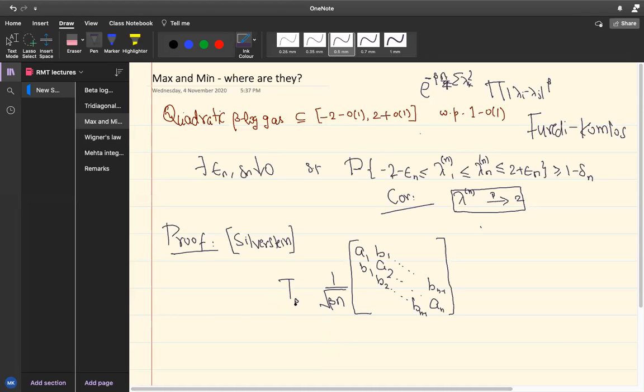So this was my T beta n, and the eigenvalues of T beta n have the density, and you remember that AK is normal 0, 2, and BK squared is chi square with beta times n minus k, and all are independent.